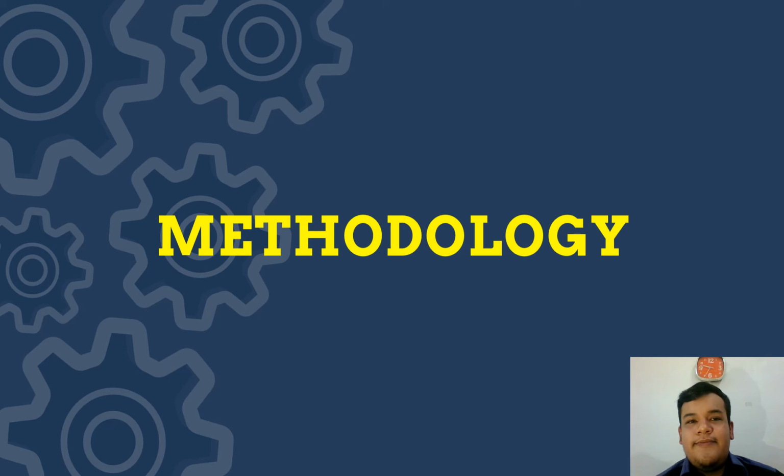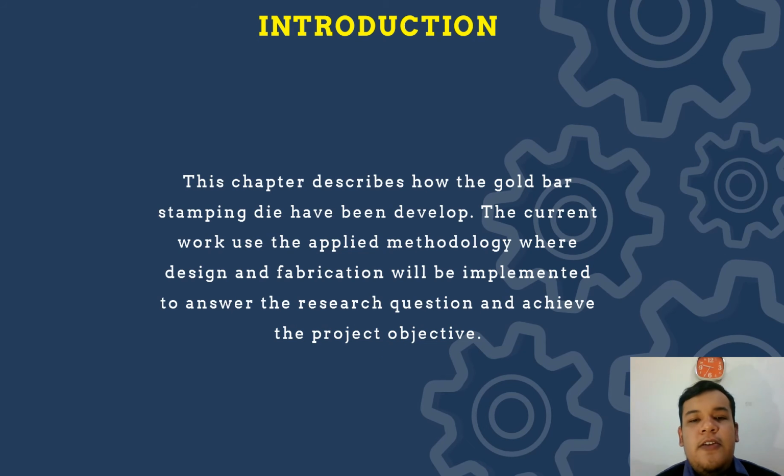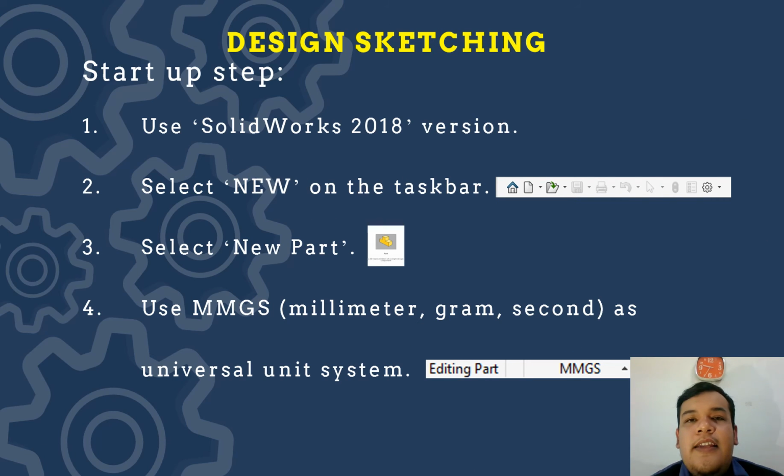Methodology. For the methodology, this chapter describes how the gold bar stamping die has been developed. The current work uses an applied methodology where design and fabrication will be implemented to answer the research question and achieve the project objective. I would like to tell about design sketching.